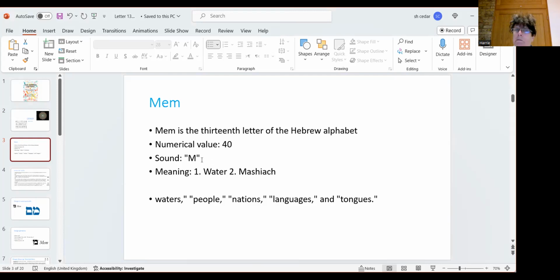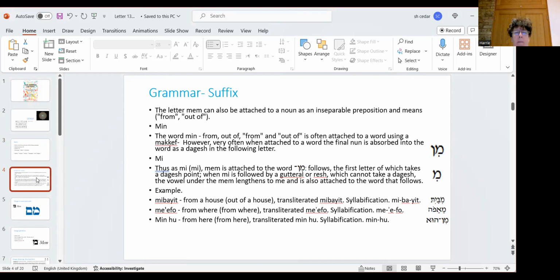It sounds like the same letter in English. These middle letters L, M, and N sound very much the same in Hebrew. And it's got the meaning of water and also of Messiah. There's am, which is people, nations, tongues; sometimes they have the M word to them. It's also used in a grammatical form as a suffix. It's a word that can mean from, out of something.